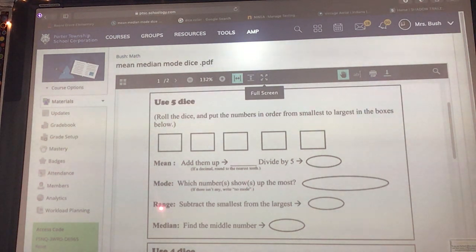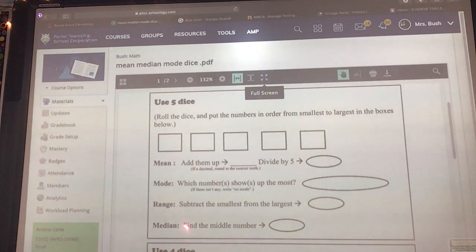All right, my next one, range. It says to subtract the smallest from the largest. So what's going to be my equation for my range, Charlie? 6 minus 1. So you're writing a 5 in this circle right here.